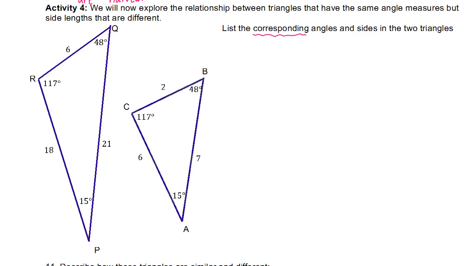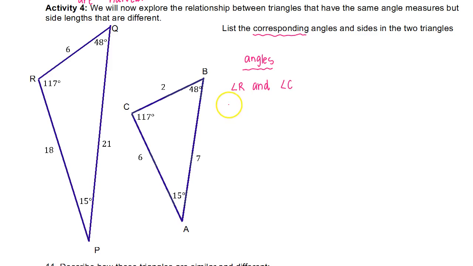So actually on the next page, they're going to tell us that corresponding parts are angles or sides that match up between two shapes. So we're going to start by listing the angles because those are a little easier to pick out. So I can see that angle R in the first triangle is congruent to angle C in the second triangle. So angle R and angle C would be called corresponding angles.